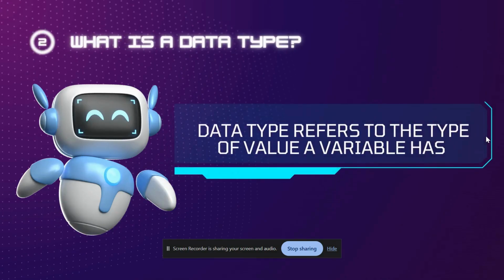Now, what is a data type? We have seen what is a variable, but what is a data type? Data type refers to the type of the data in a variable. Whatever we store in a container, the type of the data is called a data type. You will find the meaning in the word itself.